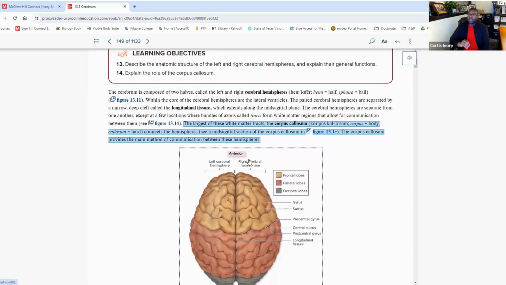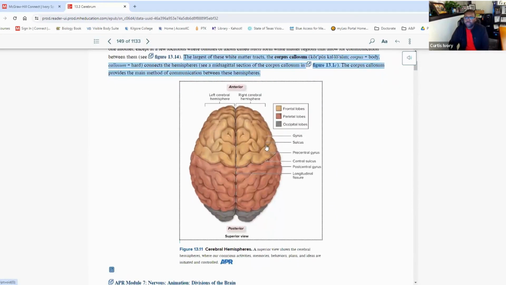Again, the corpus callosum is white matter, so it has a bunch of axons which help connect, which is the bridge between the left and the right hemispheres. And here we can actually see the frontal lobes, the parietals, and the occipital lobes. All of these grooves are called sulcus or sulci. That's the actual name for those. And then the ridges or the bumps are going to be called the gyrus.